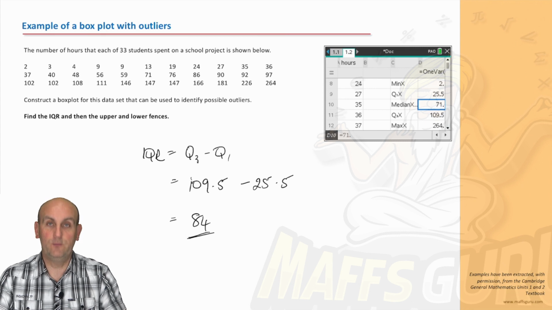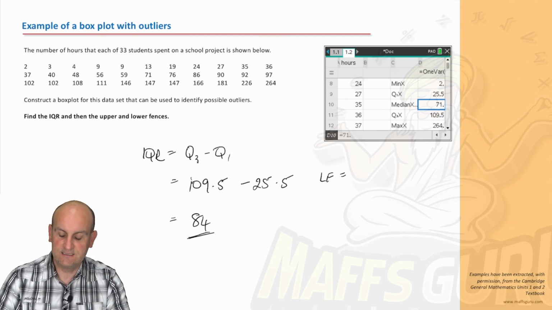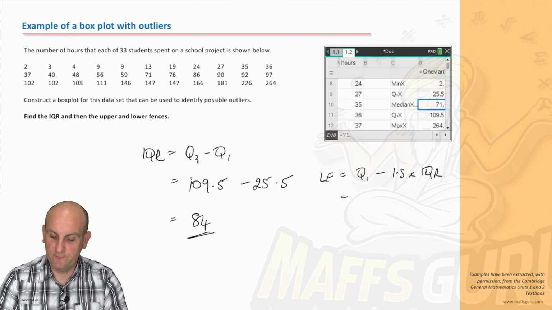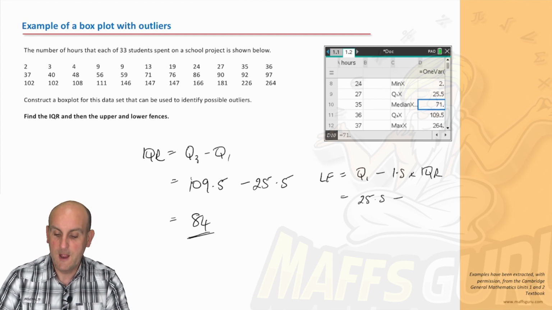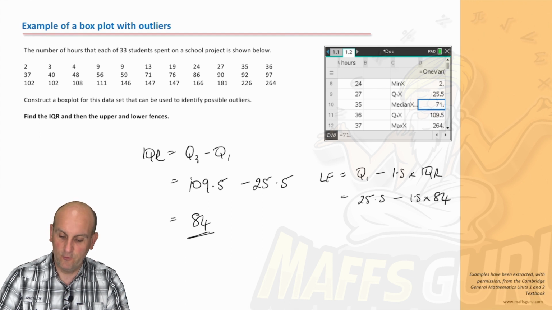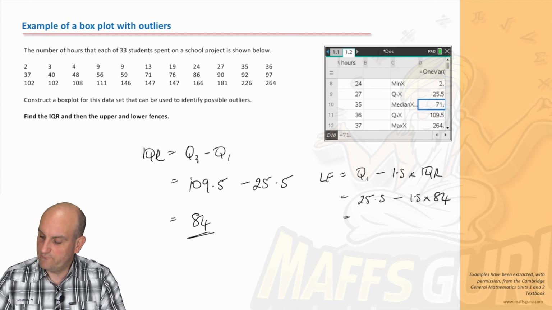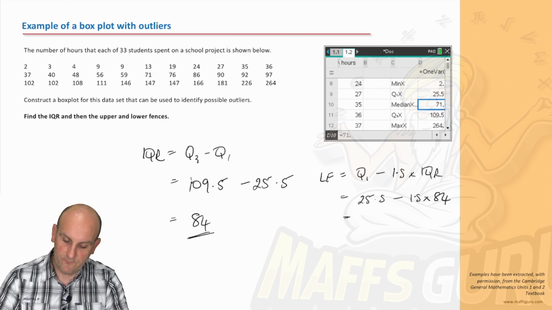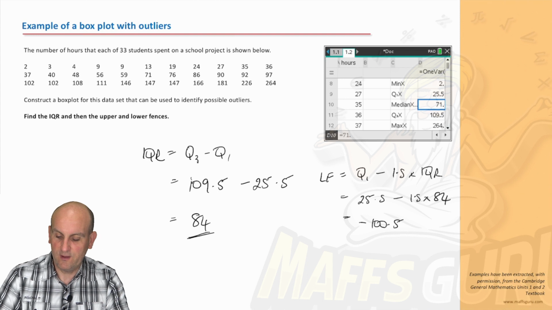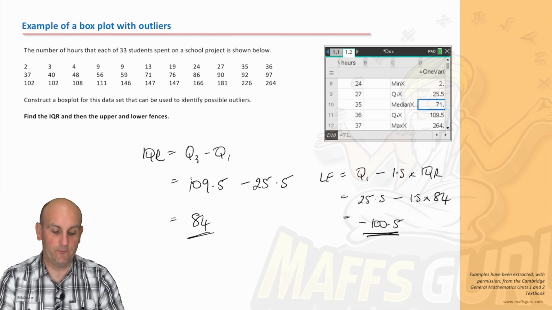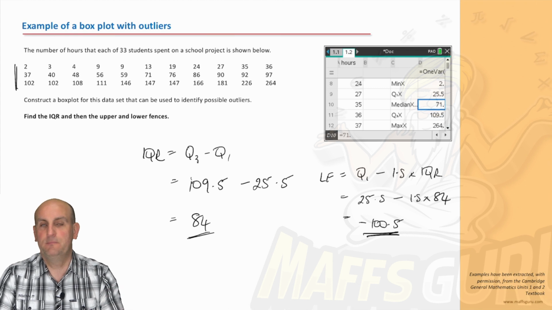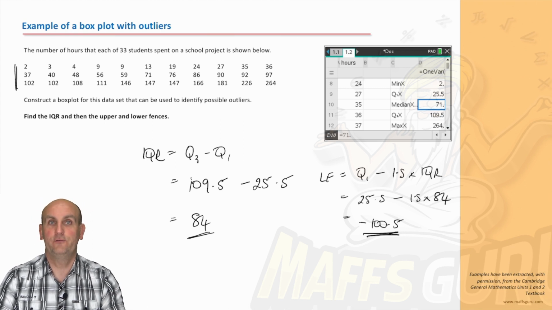How's that going to help me? Well, I remember that my lower fence is given by, do you remember? Q1 minus 1.5 times the IQR. So let's do that. Let's read off the value of Q1, which is 25.5, minus 1.5 times 84. I'm going to put that into my calculator. 25.5 minus 1.5 times 84 gives me minus 100.5. Now, what that tells me is that any data items from my table that are less than minus 100.5 are going to be outliers on the left-hand side.